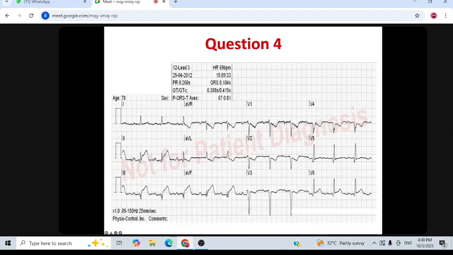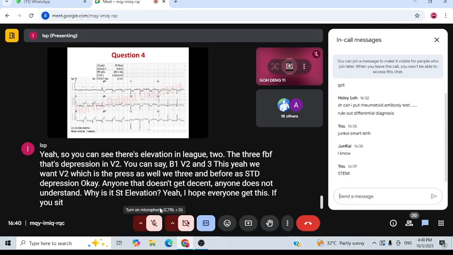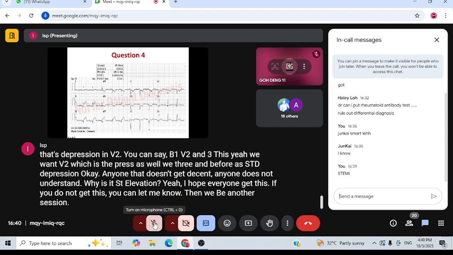Does anyone not get this? Does anyone not understand why it is ST elevation? I hope everyone gets this. If you still do not get this, you can let me know, then we will repeat another session.